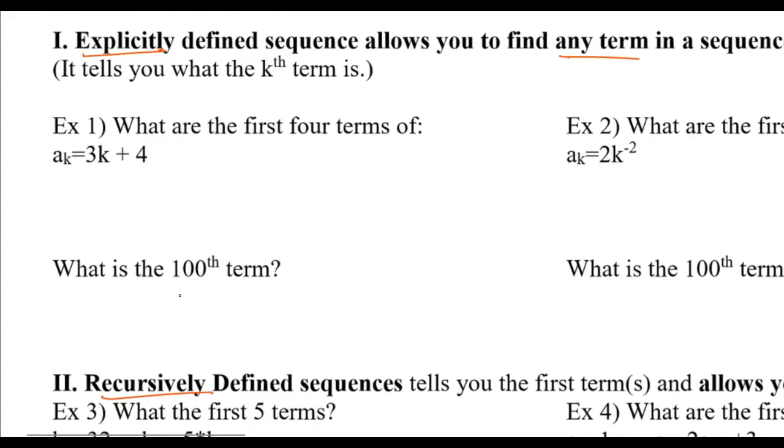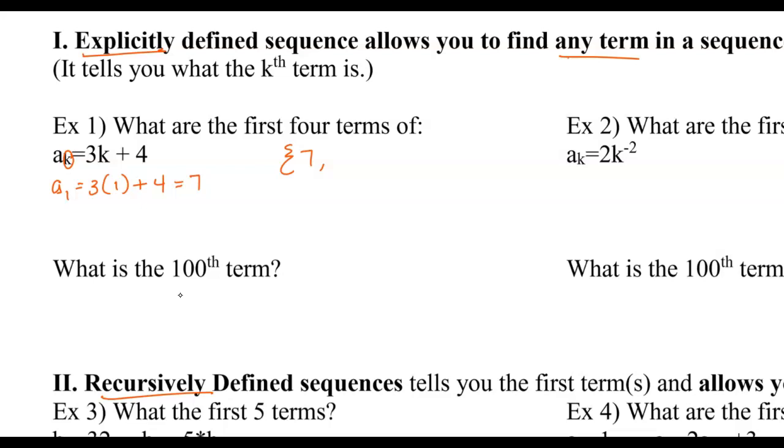So, let's work with explicitly defined sequences first. We're trying to find the first 4 terms of A sub k is equal to 3k plus 4. So if we're trying to find the first position, the first term, this would be term A1. And what we're doing is we're taking that k value of 1 and we just plug it in for k. 3 times 1 is 3 plus 4 is 7. So the first term in our sequence is 7.